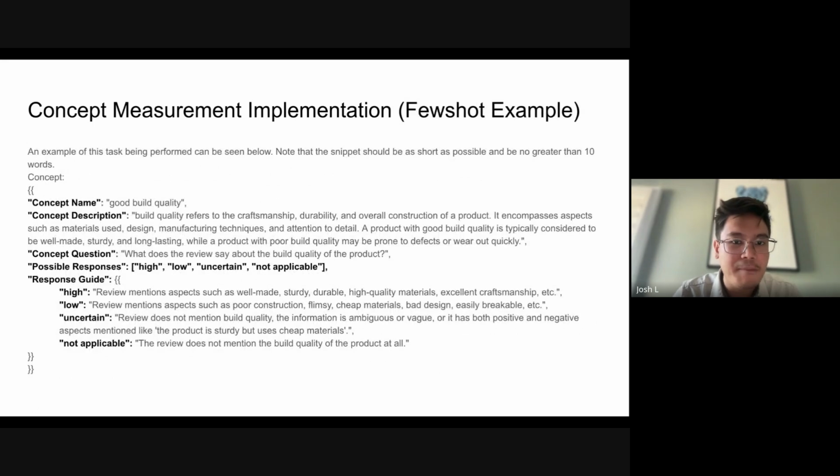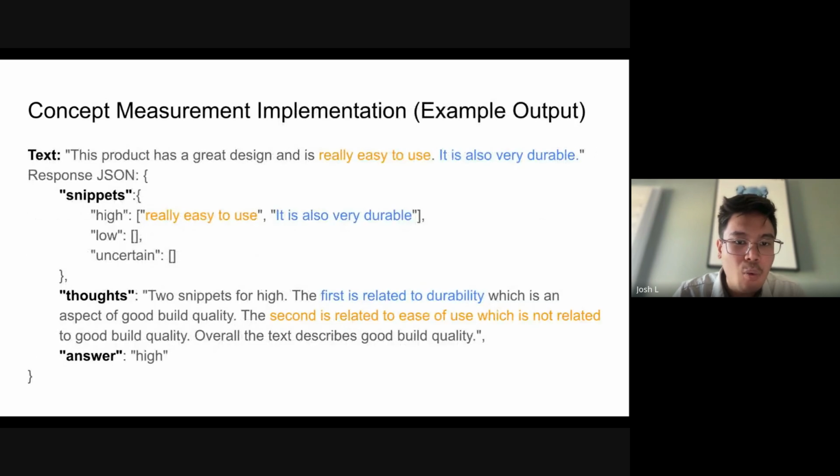So in the example here, if the task of the model is to measure something like good build quality, and the potential responses for good build quality can be high, low, uncertain, what it does is that it's supposed to go over the text, and then for each of the potential responses, extract snippets that might correspond to each of those potential responses. So for example, here for the concept of good build quality, for the high snippets, it extracts really easy to use, and it is also very durable.